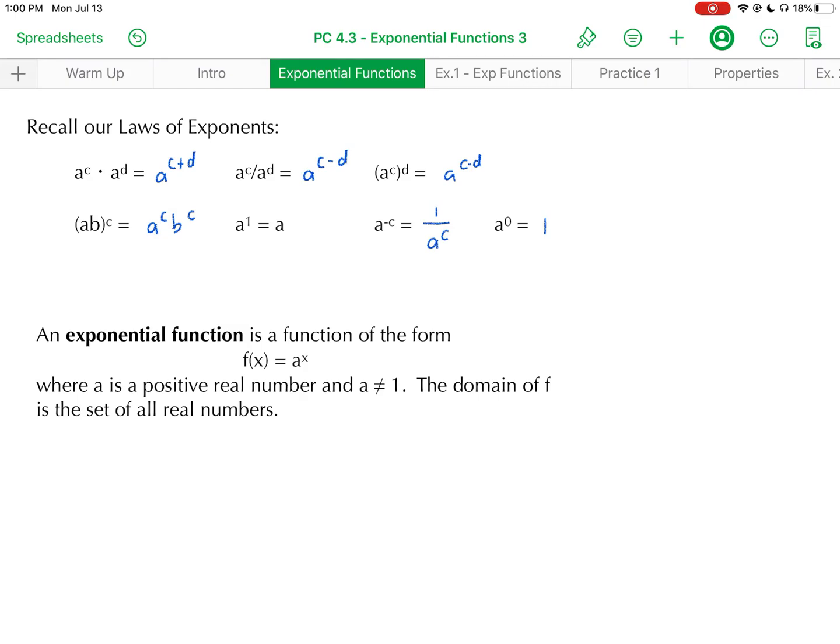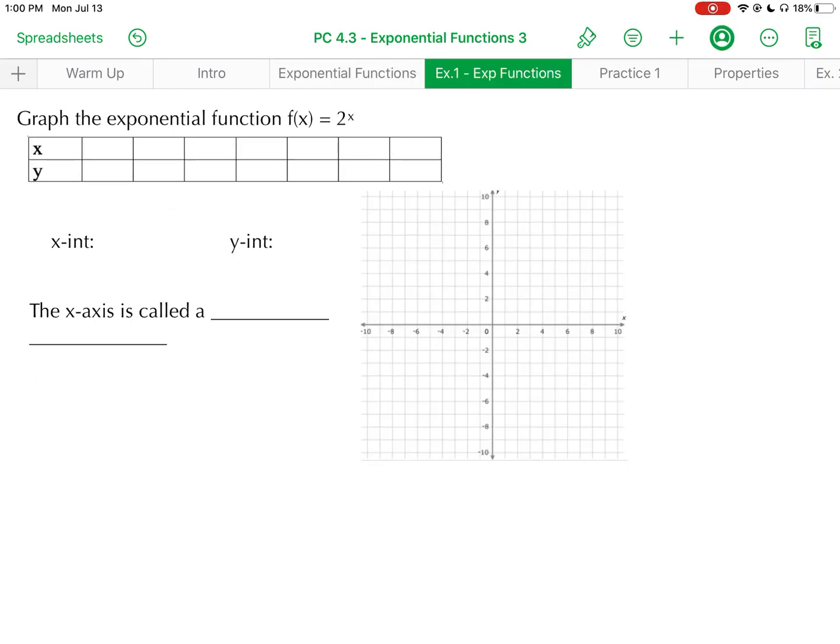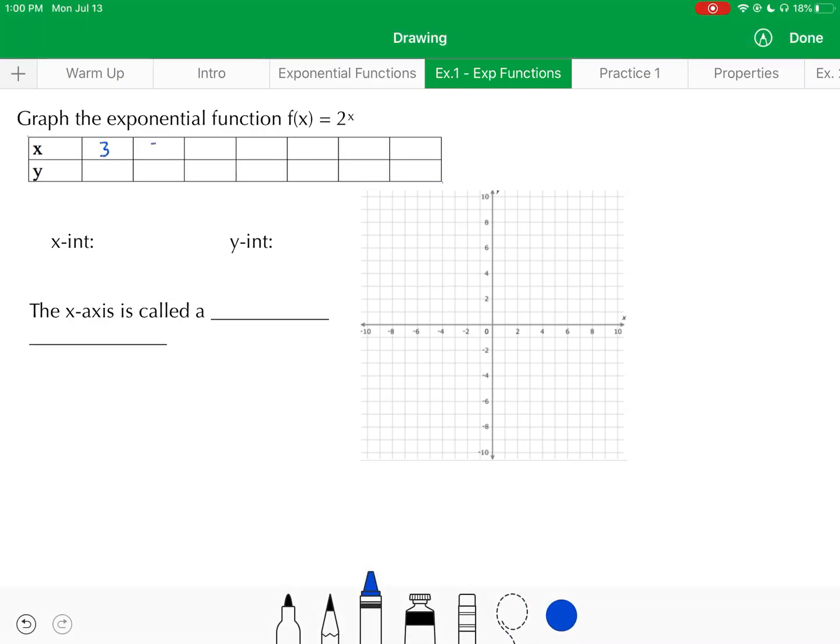Okay. So I want to start off by graphing just a basic exponential function of f of x equals 2 to the power of x. I'm going to do so with a table of values. I'm going to plug in a couple positive values for x, as well as 0, and then a couple negative values.